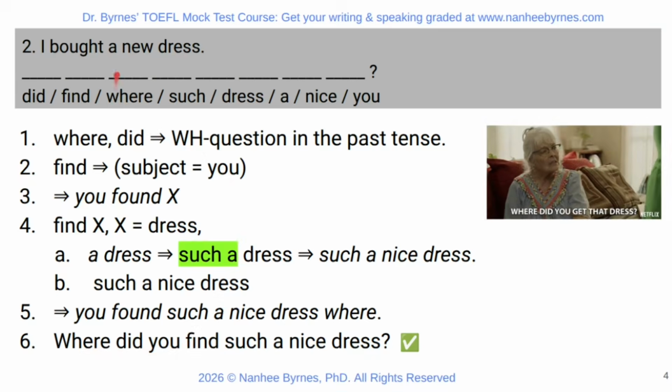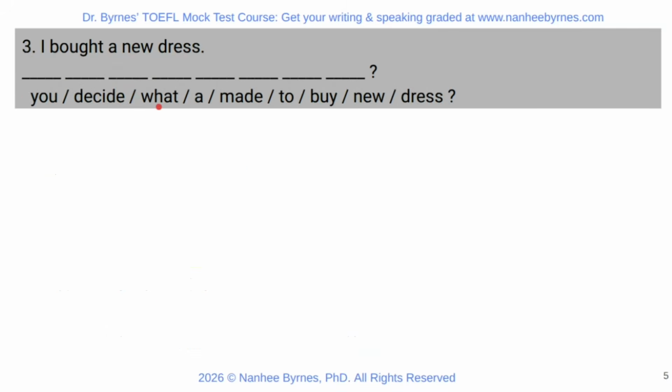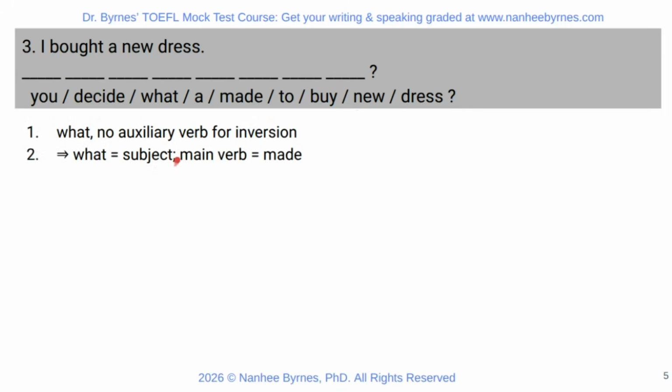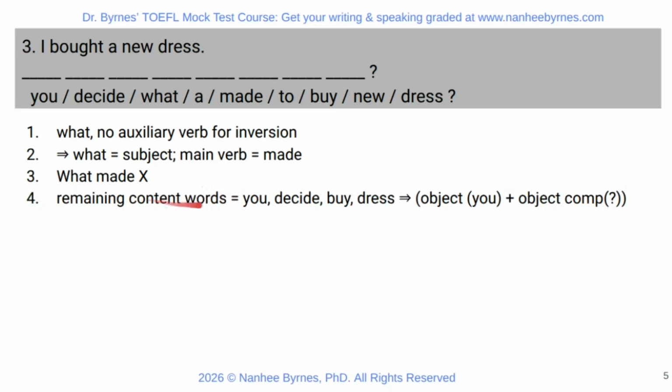We start by noticing the word what, but there is no auxiliary verb like do for inversion, so we can tell that what is the subject of the sentence. The main verb for what is made because it carries tense. The other verbs, decide and buy, are in the infinitive form, so they cannot be the main verb. This gives us the initial structure, what made. Next, we look for the complement of made. The options are you, decide, and buy.